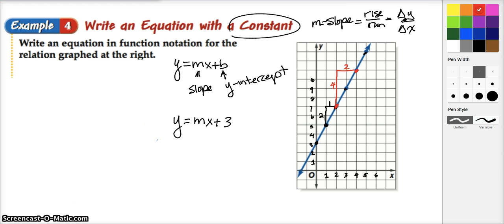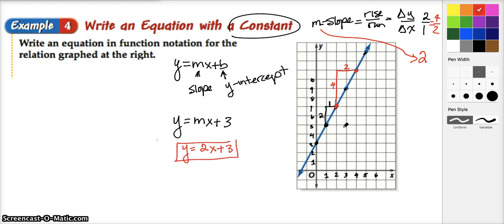When I write that as a ratio or as a fraction, the change in y is 2 over 1, or rise over run here, 4 over 2. Notice that both of these fractions give me the same value of 2. Your slope is 2. So my m value can be replaced with the number 2. So my answer is 2x plus 3.